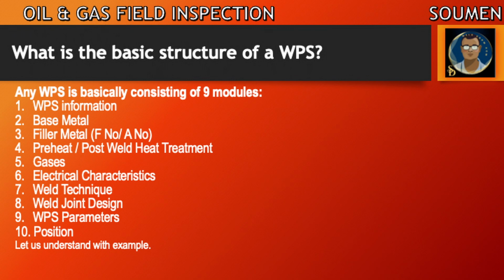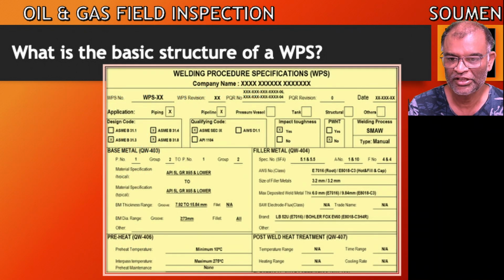Now let us see the components or basic structure of a WPS. In this video, we will be discussing in very brief the basic parts of the WPS. Let's say number one is WPS information, then base metal, filler metal, preheat, post-weld heat treatment, gases, electrical characteristics, weld technique, weld joint design, WPS parameters, position. So these are some of the major portions of the WPS. Let us understand with an example.